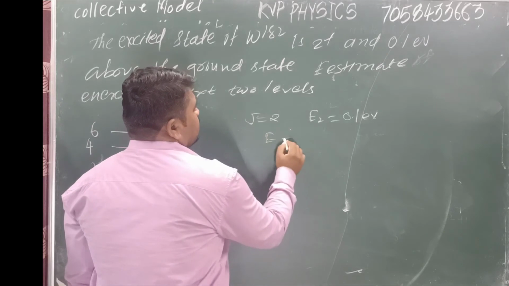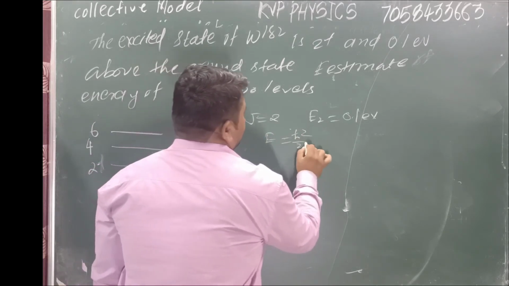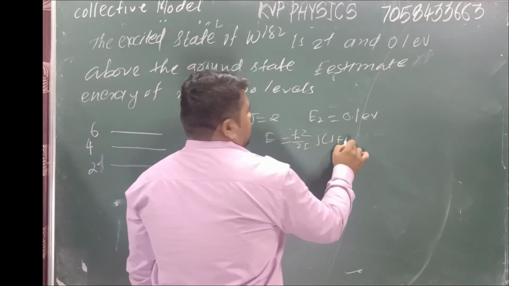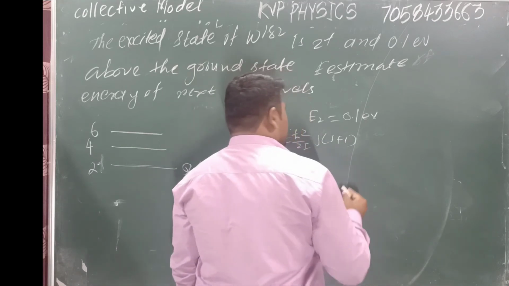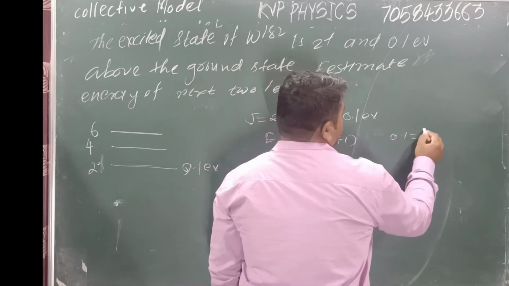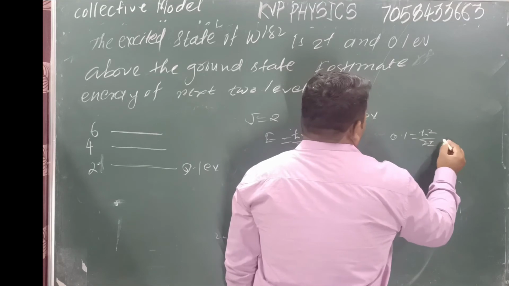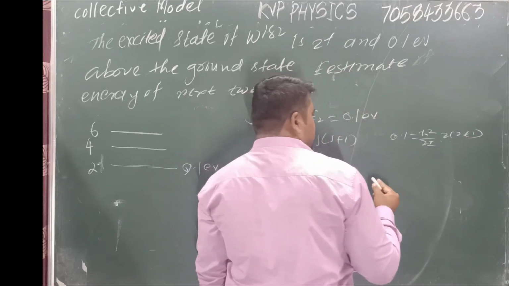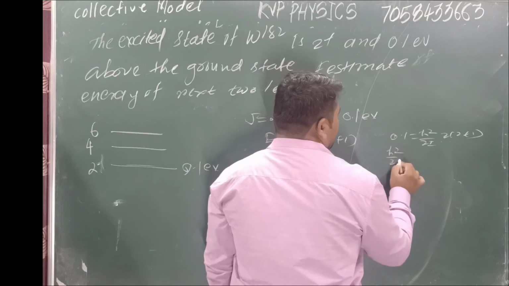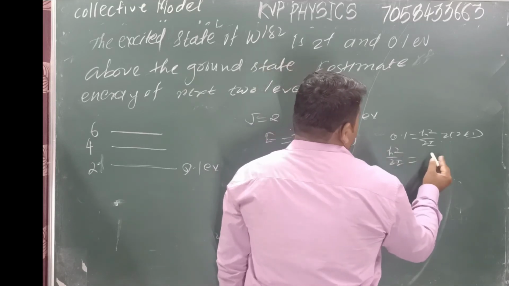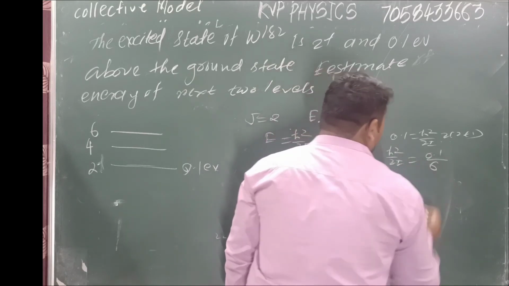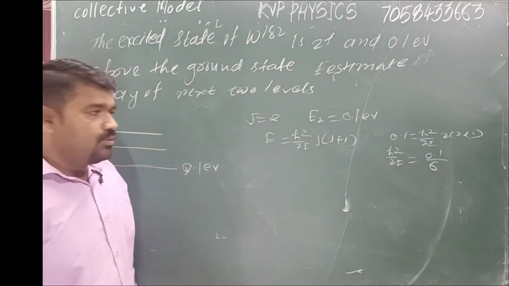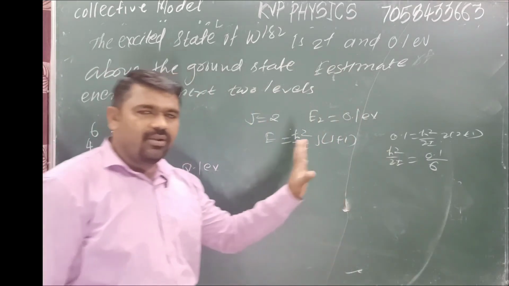Then we know the formula E is equal to ħ² upon 2I into J into J plus 1. For J is equal to 2 case, energy 0.1 is equal to ħ² upon 2I into 2 into 2 plus 1, that is 6. Means ħ² upon 2I is equal to 0.1 upon 6. Don't do any calculation for this case, write it down as it is.